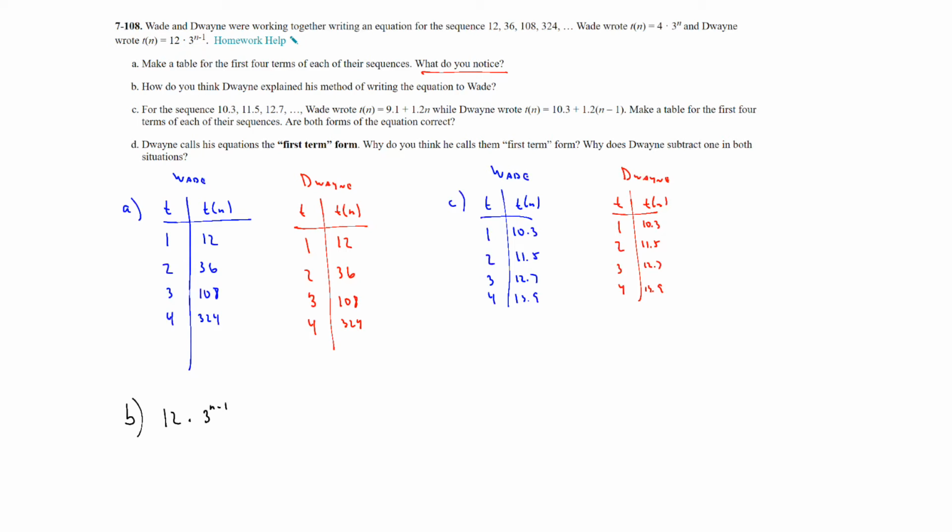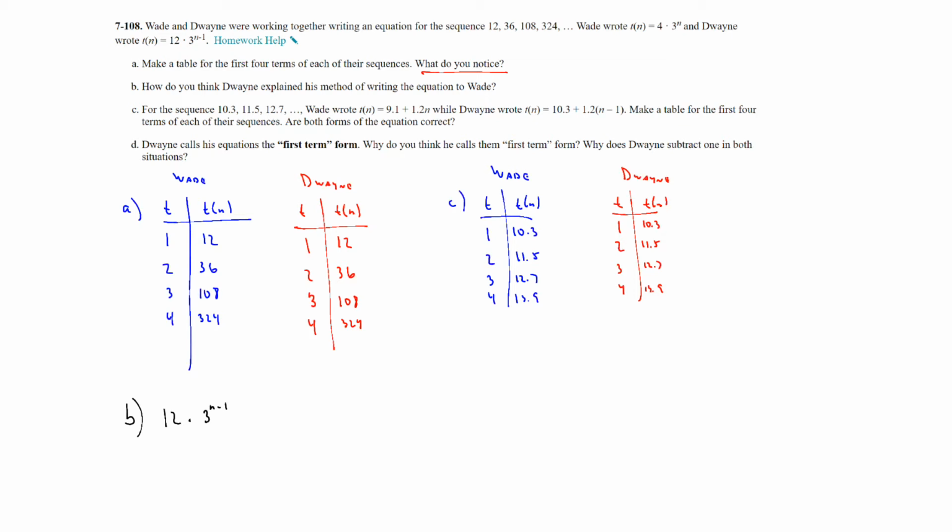Once again, Wade uses the initial value 9.1 when n is 0, where Dwayne is going to use the first term 10.3, and then to add 0 to that, he has to use the n minus 1 to get that 0. So that's part C.